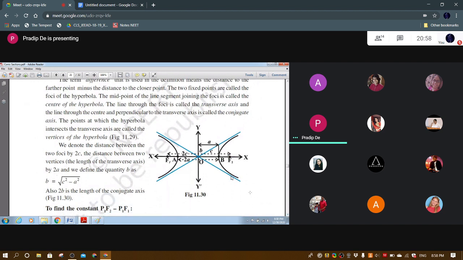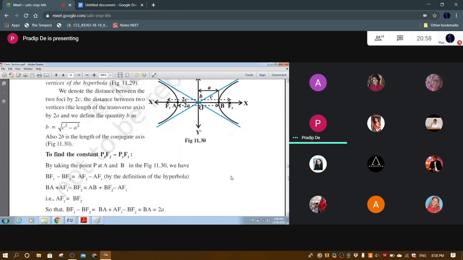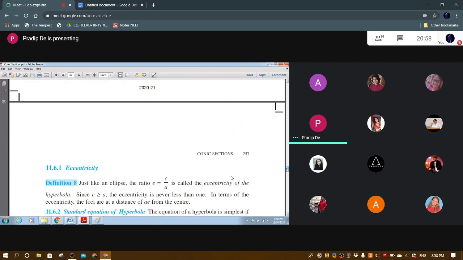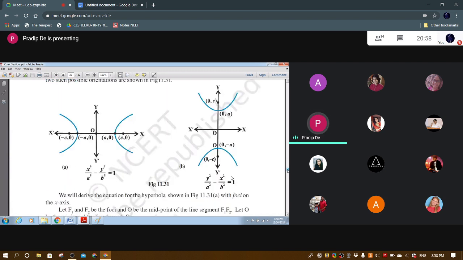So in this diagram, the vertices are at A and B. I'll just show you the formulas, equations, so that you can start solving in the next class. Everything is similar to the ellipse. Like eccentricity, again e is equal to c upon a. Very similar. I'll take you straight to the equations.